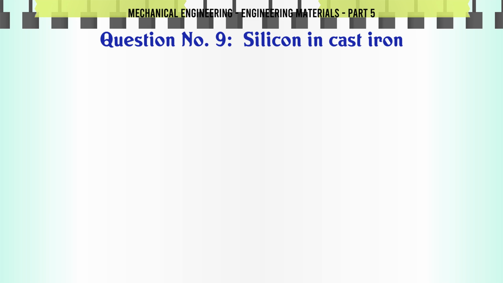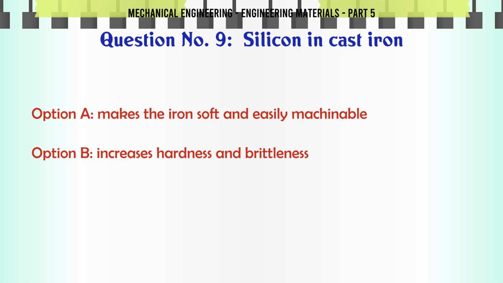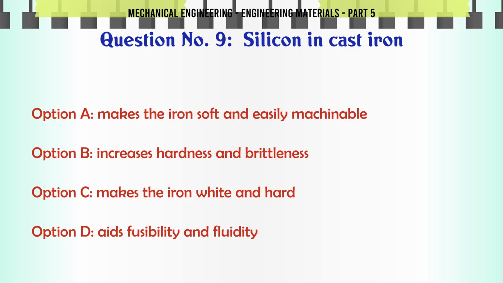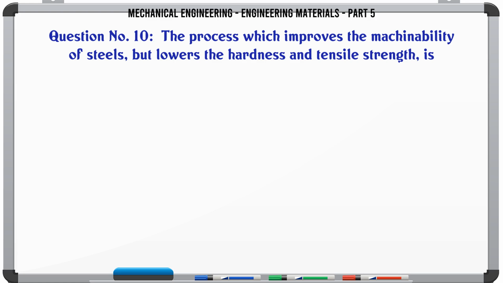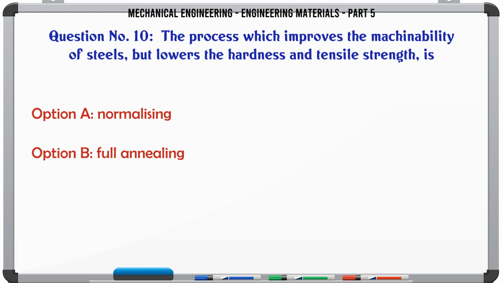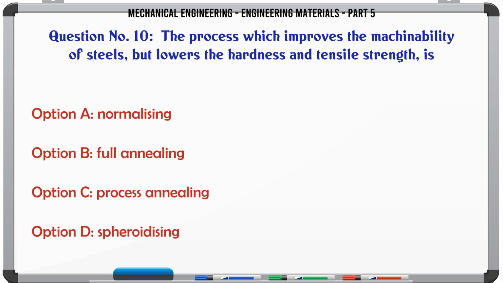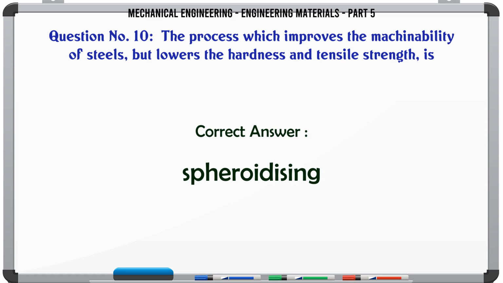Silicon in cast iron. A. makes the iron soft and easily machinable. B. increases hardness and brittleness. C. makes the iron white and hard. D. aids fusibility and fluidity. The correct answer is makes the iron soft and easily machinable. The process which improves the machinability of steels but lowers the hardness and tensile strength is A. normalizing. B. full annealing. C. process annealing. D. spheroidizing. The correct answer is spheroidizing.